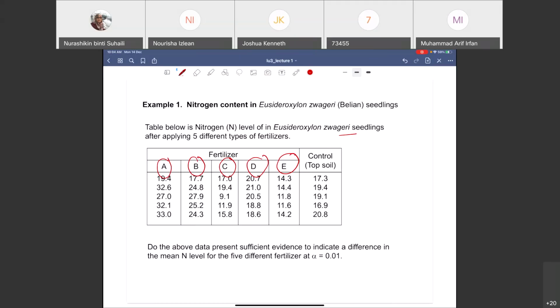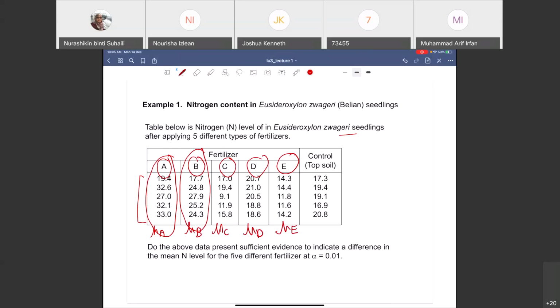So obviously, each of these is a sample, right? And these values could perhaps be the replication. So maybe you measure more than once, and these are the data. And at the end, you want to know what's the mean of A, what's the mean of B, what's the mean of C, what's the mean of D, and what's the mean of E.